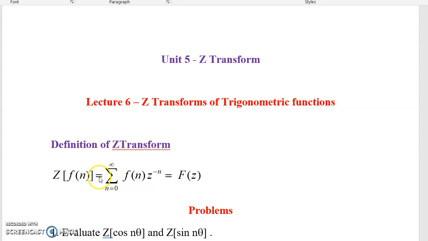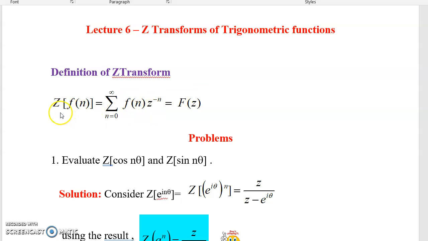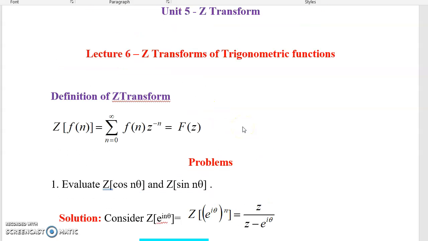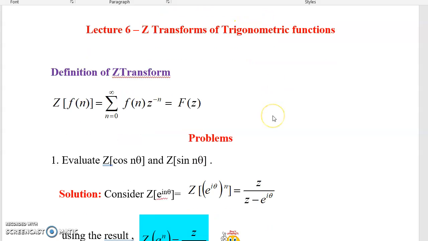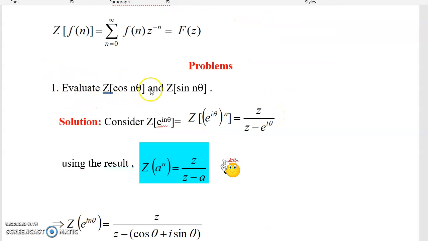First, to begin with, the Z transform definition for a sequence f of n is defined as summation n equal to 0 to infinity f of n z power minus n, and of course it is denoted by capital F of z. So in order to calculate Z transform for trigonometric functions, basically we need the result of Z transform for cosine of n theta and sine of n theta. So the first problem is to evaluate Z transform of cos n theta and sin n theta. So let us see how to evaluate this.